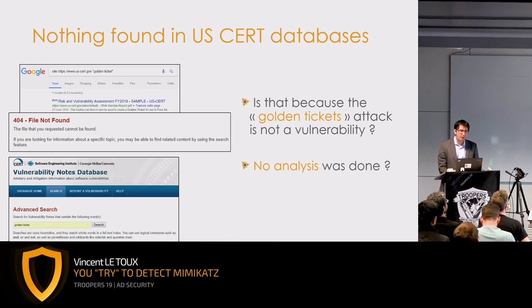But what I was surprised about is the US. I may have looked in other countries, I didn't. I just wanted to know about the US because it's leading the security most of the time. So I was looking at US-CERT. I didn't find anything. I was looking at CERT-CC. I didn't find anything. Maybe it's because the Golden Ticket is not a vulnerability which needs to be fixed, or no analysis was done, or maybe it was secret.